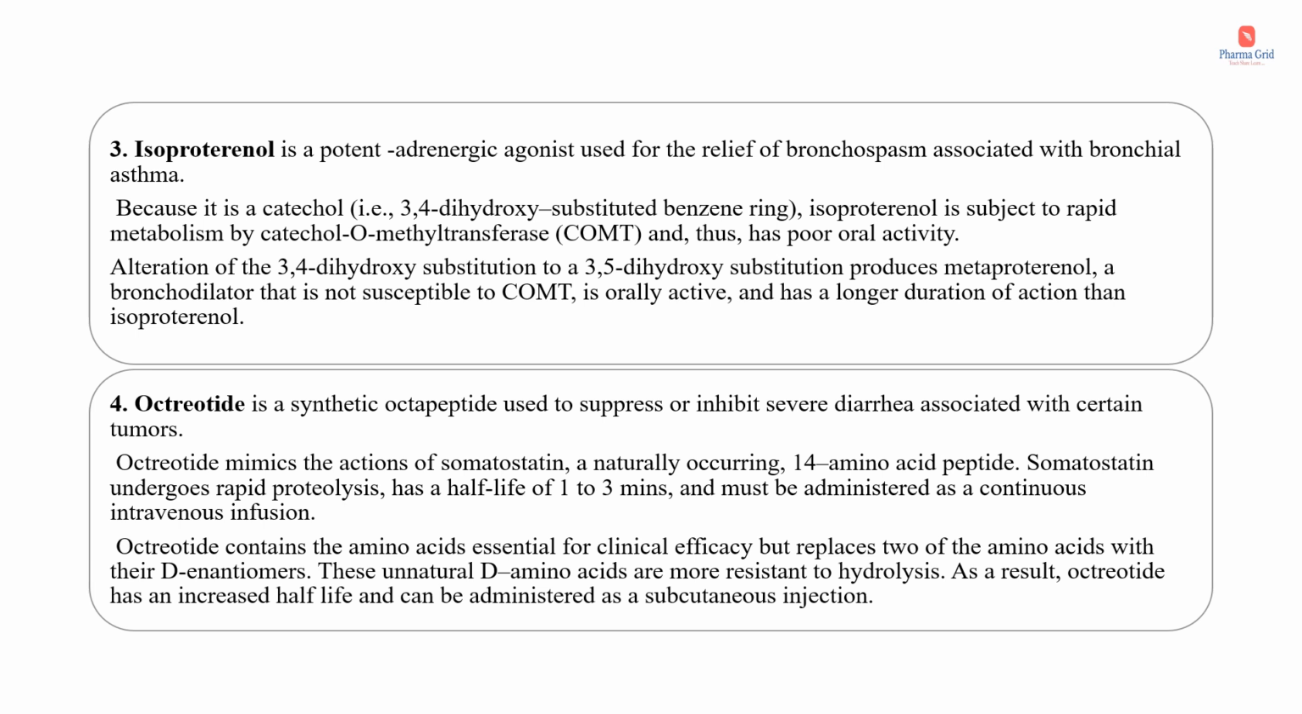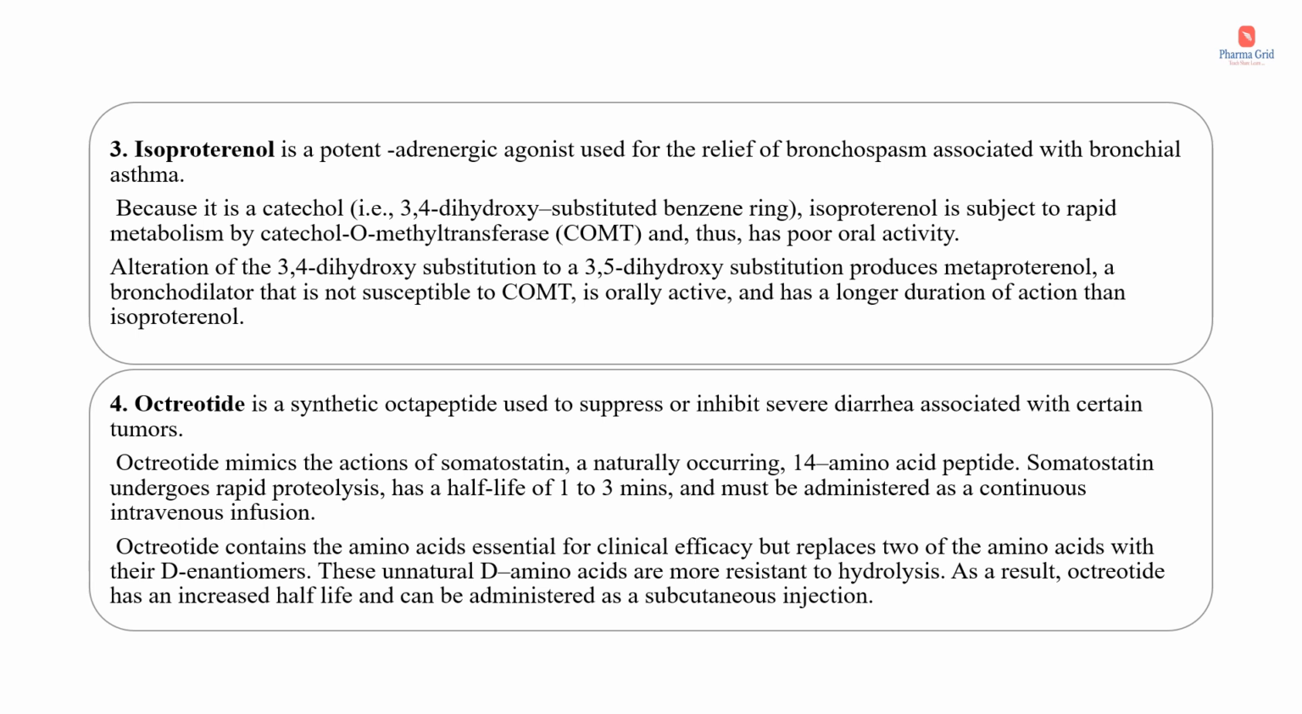Next example is the case of isoproterenol. It is a potent adrenergic agonist used for the relief of bronchospasm associated with bronchial asthma. Because it is a catechol, that is a 3,4-dihydroxy substituted benzene ring, isoproterenol is subject to rapid metabolism by COMT, catechol-O-methyltransferase, and thus has poor oral activity. So alteration of the 3,4-dihydroxy substitution to a 3,5-dihydroxy substitution produces metaproterenol, a bronchodilator that is not susceptible to COMT. It is orally active and has a longer duration of action than isoproterenol.